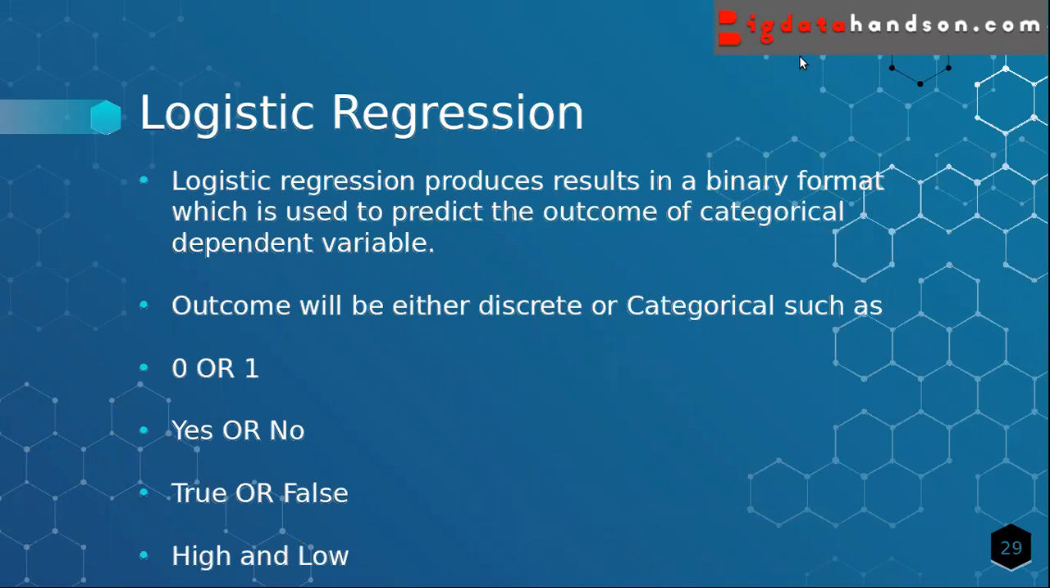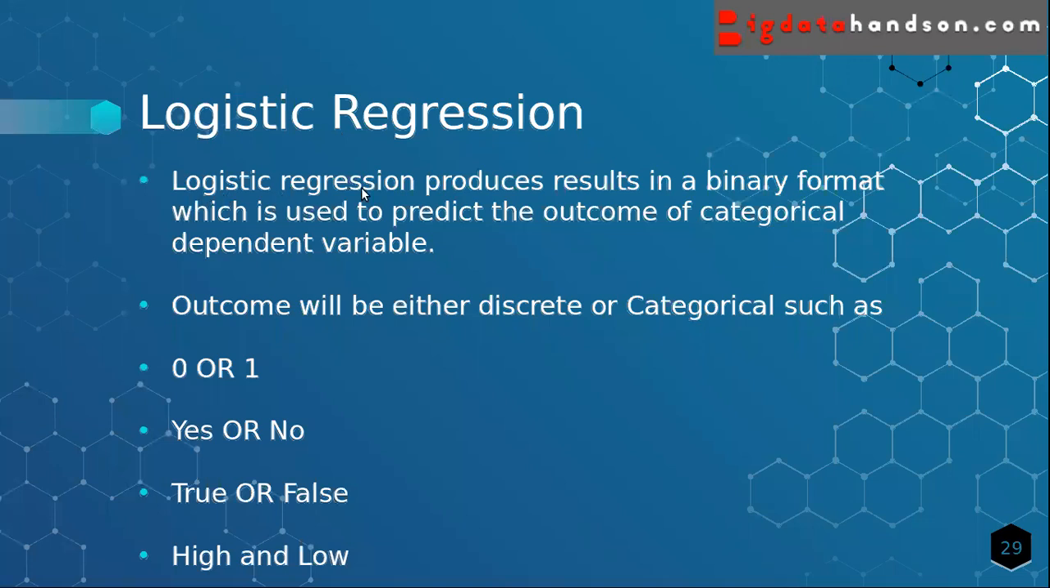That's why the name is logistic regression, because the prediction will be a probability. The probability ranges between 0 and 1. That's why it's named regression, because it gives the probability, which is a continuous value.